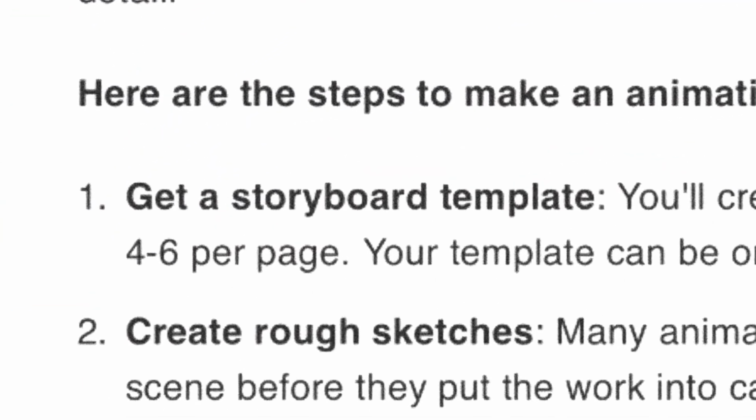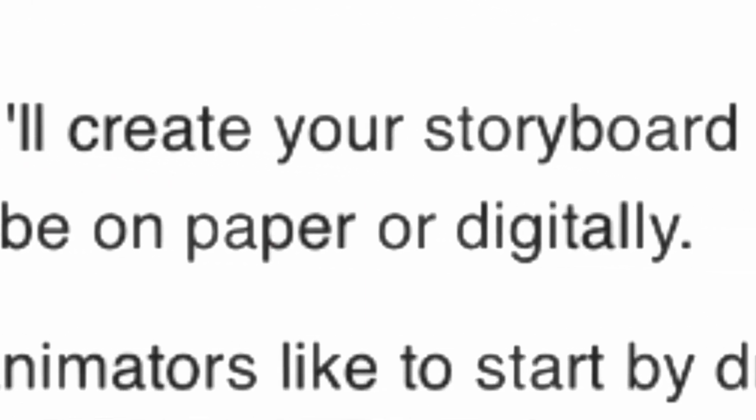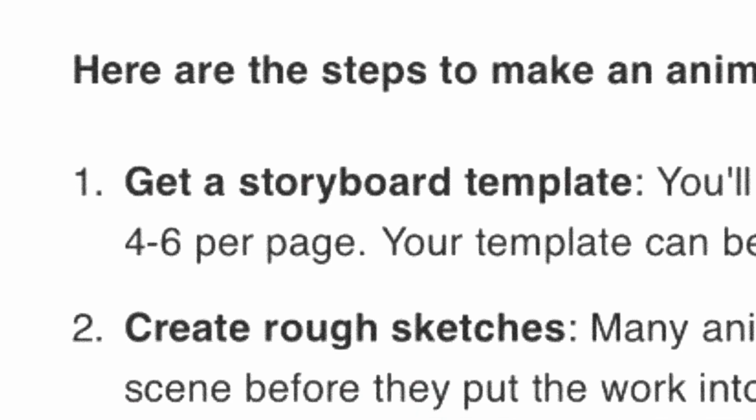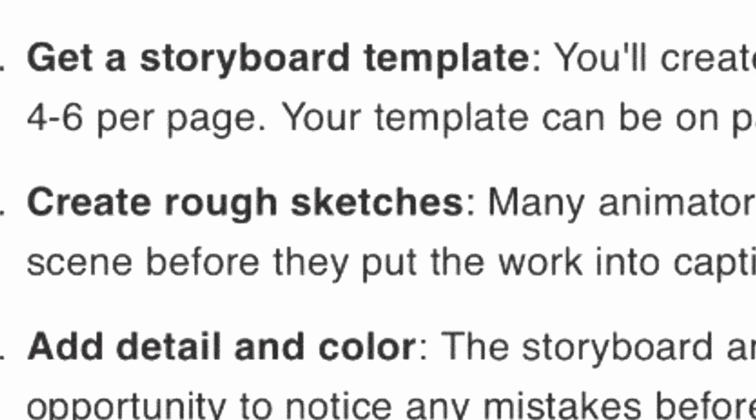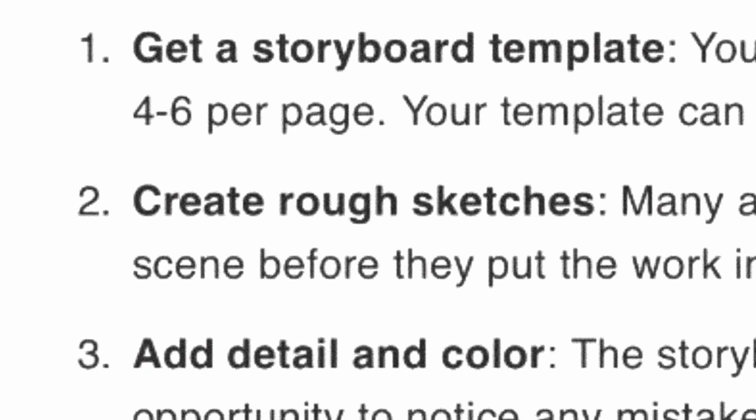Number 1. Get a storyboard template. You'll create your storyboard using thumbnails, usually with 4 to 6 per page. Your template can be on paper or digitally. Number 2. Create rough sketches. Many animators like to start by drawing rough sketches of each scene before they put the work into captioning and detailing them. Number 3. Add detail in color.